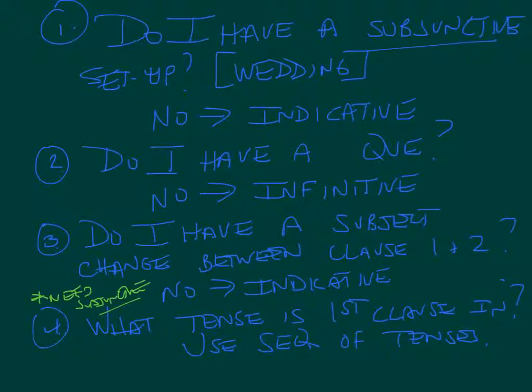Once we get through question 1, 2, and 3, and they're all yes, that is an indicator to us that we need to use the subjunctive. So question 4 is, what tense is the first clause in? And that's where we use our sequence of tenses. If the verb in the first clause is present or future, we use the present subjunctive. And if it's in preterite, imperfect, or conditional, we're going to use the past subjunctive. But once you go yes, yes, yes to questions 1, 2, and 3, now we need to use the subjunctive. And the sequence of tenses chart will tell us what subjunctive we need to use.